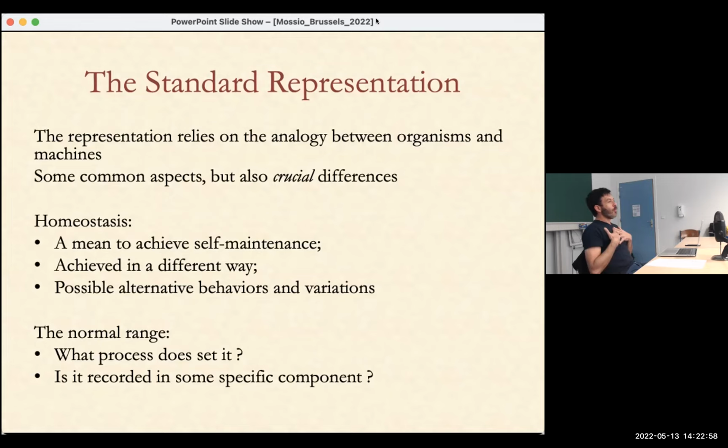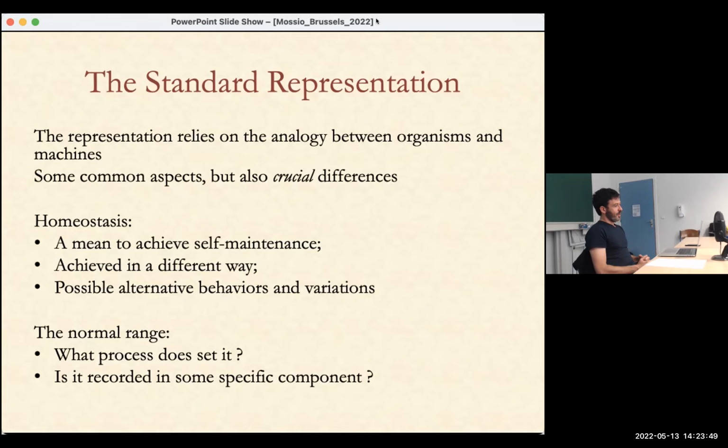Our own impression is that the representation relies, this connects to some of the points that I was already mentioning in Granada, on the relation between organisms and machines. Most of these weaknesses, in a sense, seem to rely on this epistemological attitude, which consists in modeling the system as if, at least with respect to the effort of understanding homeostasis, the analogy with machines or artifacts were operational. And of course, this explains why in many cases the model works, because there are common aspects, but also crucial differences.